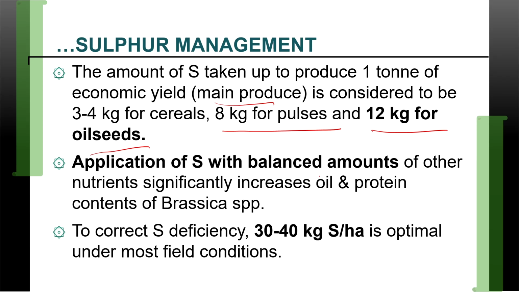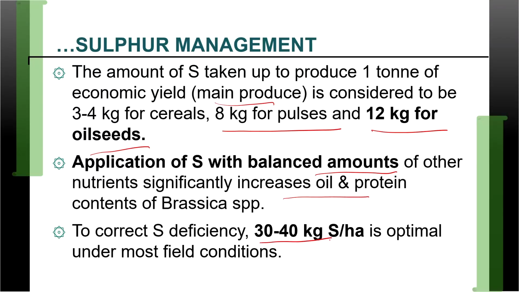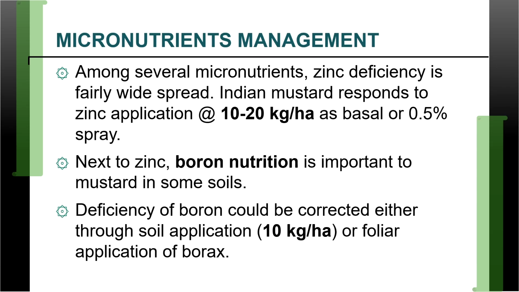Application of sulfur with a balanced amount of other nutrients significantly increases yield. It means that in addition to nitrogen, phosphorus and potassium, sulfur should also be added, and other deficient nutrients should also be added, so that balanced nutrition is adopted. To correct sulfur deficiency, generally 30 to 40 kilograms of sulfur per hectare is recommended. It can be supplied through gypsum or elemental sulfur or some other suitable sources.